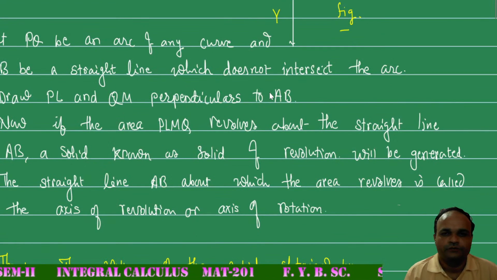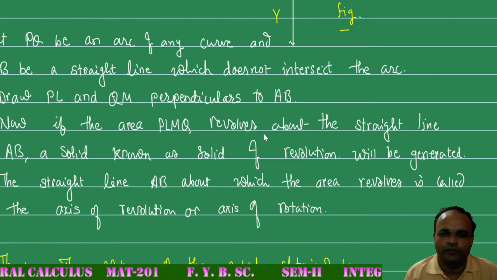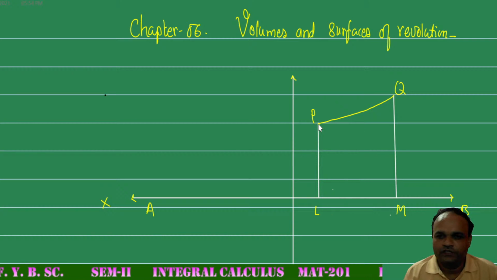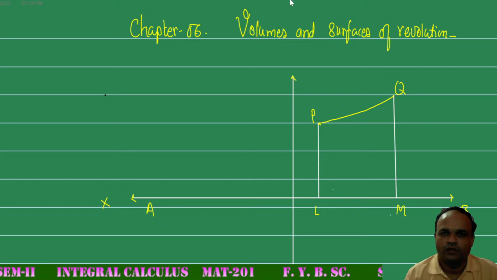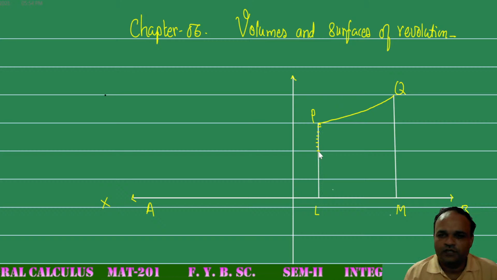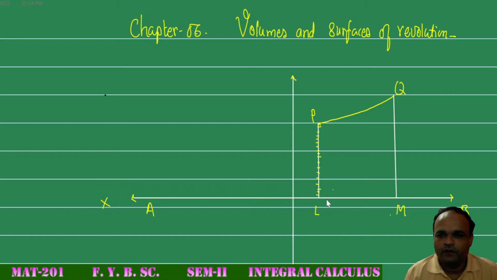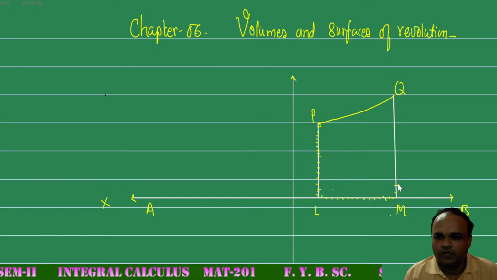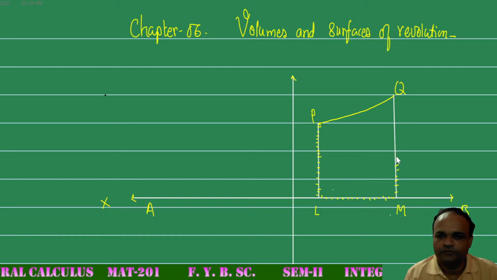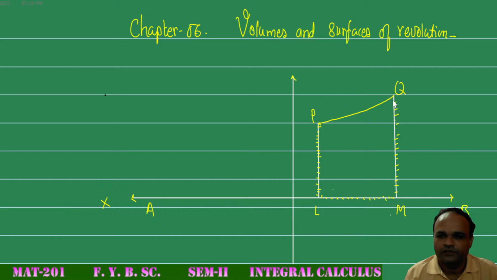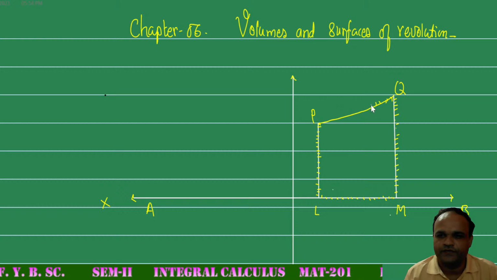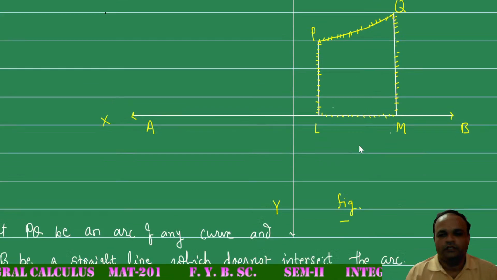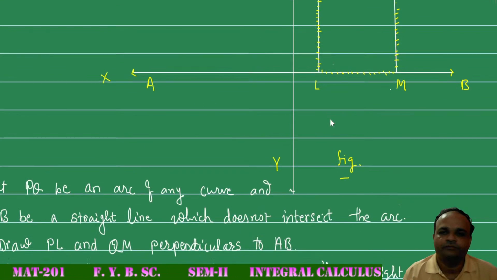Now, the curve PLMQ revolves about the line AB, or about the x-axis. This is the axis of revolution. You can say we are revolving this curve PLMQ about the x-axis or the line AB.